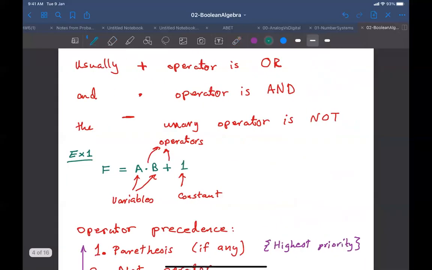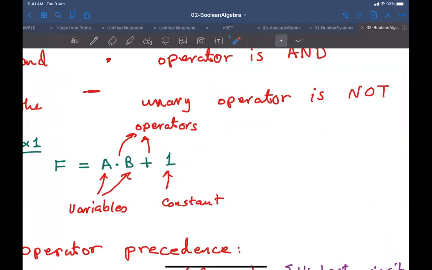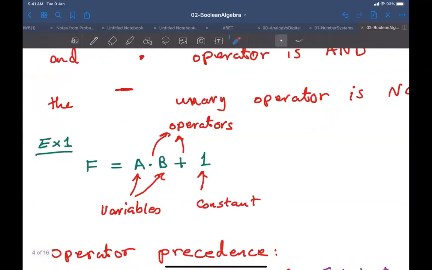So as I told you, the plus represents the OR operation, and the dot represents the AND operation or operator. And the over bar is the unary operator for the NOT operation. Here is an example. We have F equal to A ANDed with B, ORed with 1.